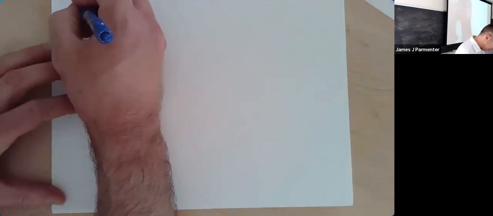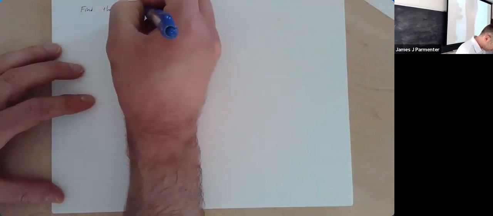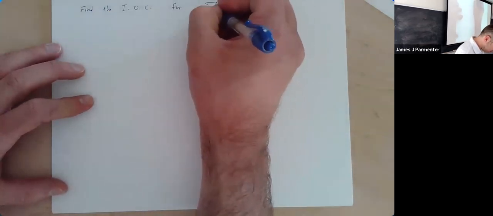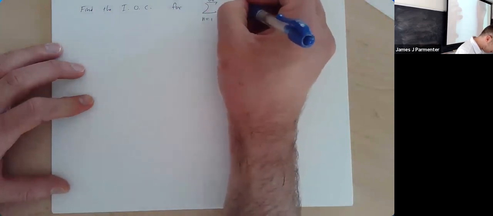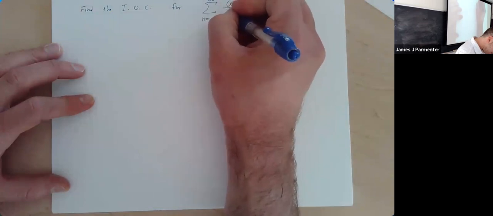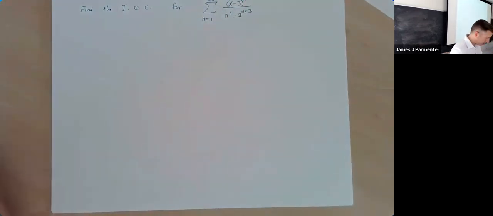So let's say we wanted to find the interval of convergence for the following series. Sum, n equals 1 to infinity of (x minus 3) to the n over n to the fourth times 2 to the n plus 3. Oops, can't quite see that. Sorry.